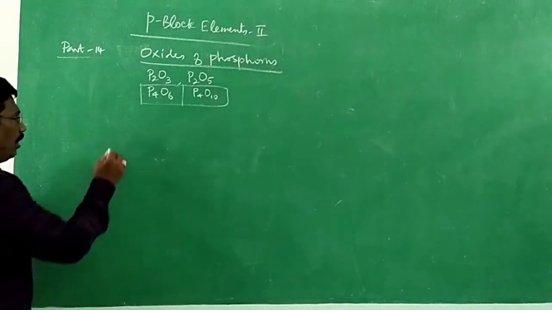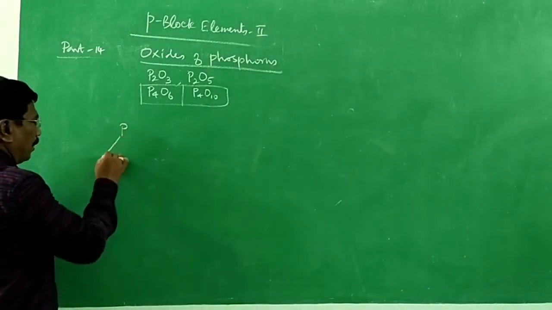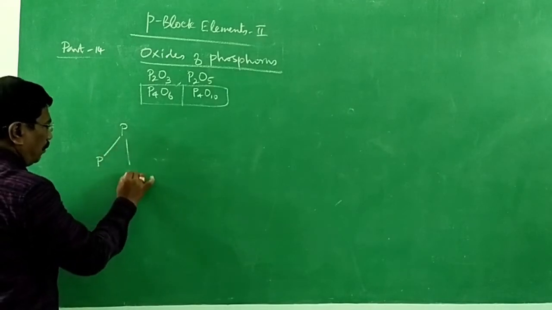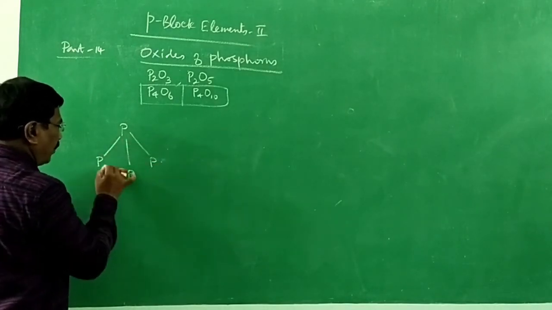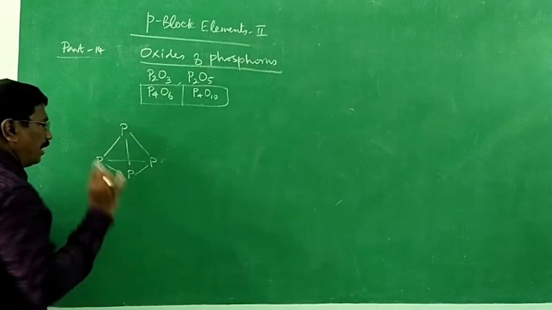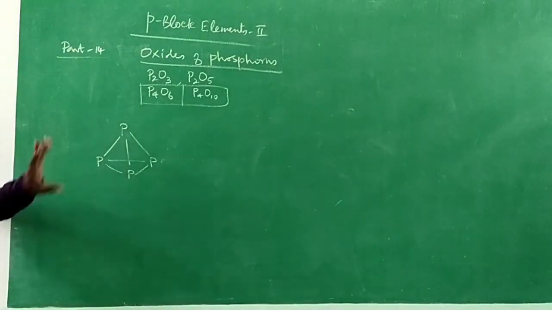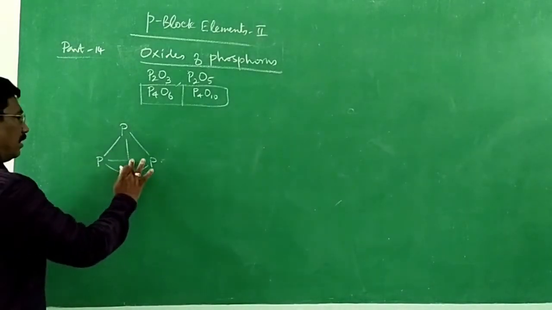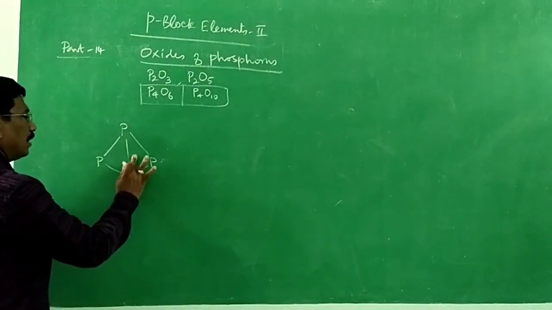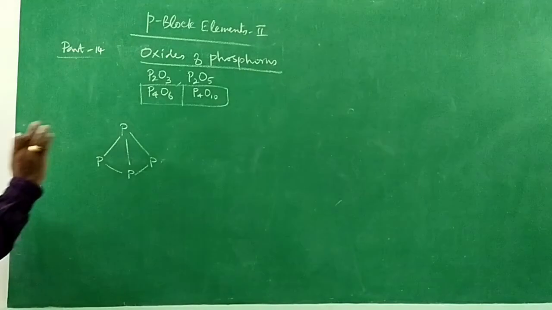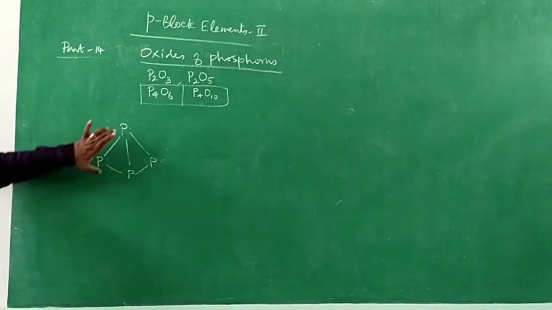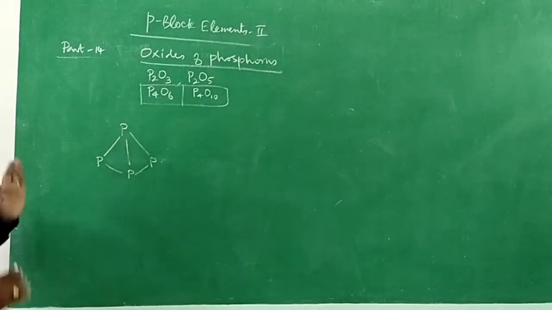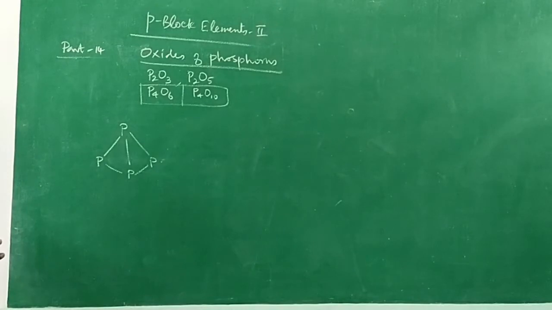Of course, P4, in what way we have written, do you remember? Phosphorus, phosphorus, phosphorus, phosphorus. This is how we have written the structure. Of course, here we made a bond also. In white phosphorus, there is a discrete P4 molecule. But when it makes phosphorus trioxide or pentoxide, what is happening? Each phosphorus is making one bond with each of the three neighboring phosphorus atoms. This is how we made it.